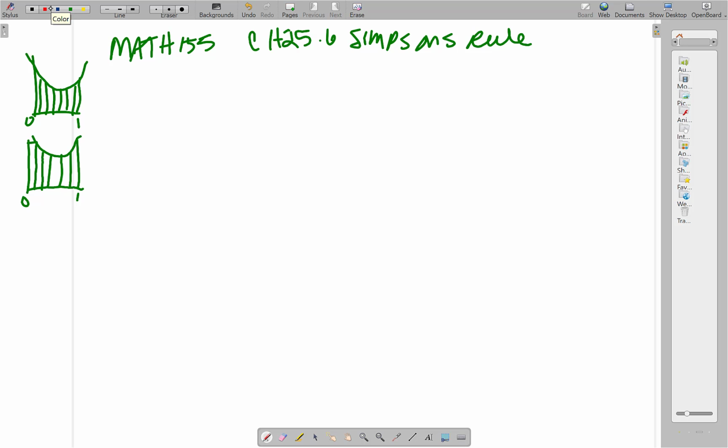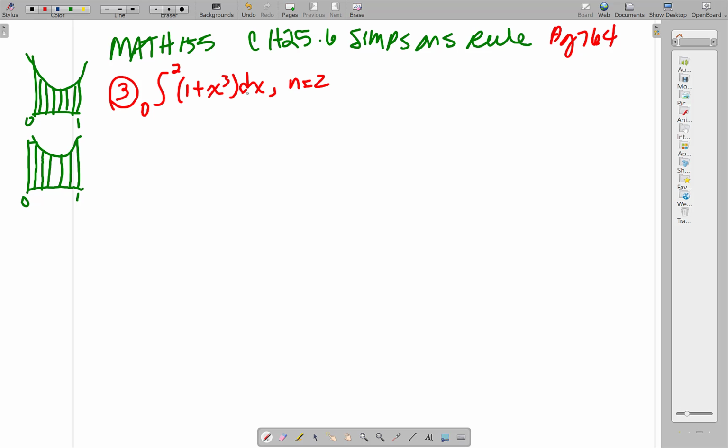This is on page 764 in your texts, and it is problem number 3. We have an integral from 0 to 2 of 1 plus x to the third dx, and you're given that n equals 2.